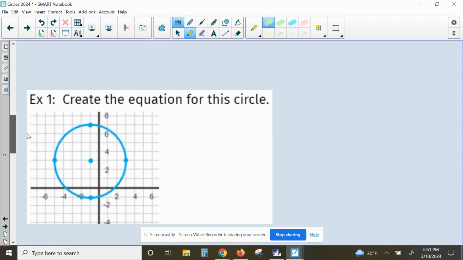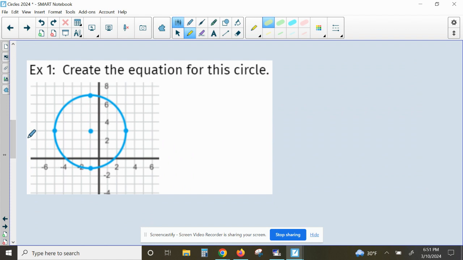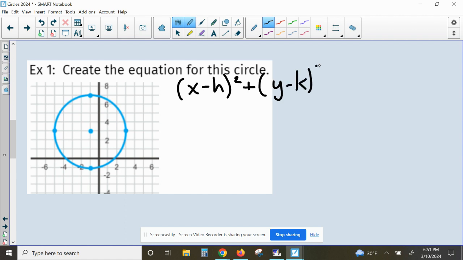All right, so the first example is create an equation for this circle. So obviously you're going to need to have the equation. So I'm going to start with the equation in standard form. We have x minus h quantity squared plus y minus k quantity squared equals r squared.